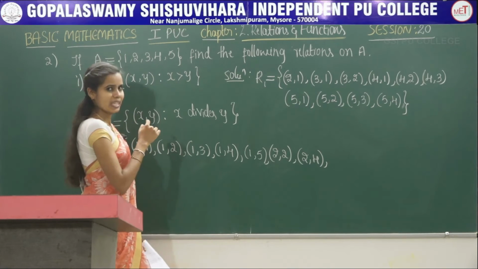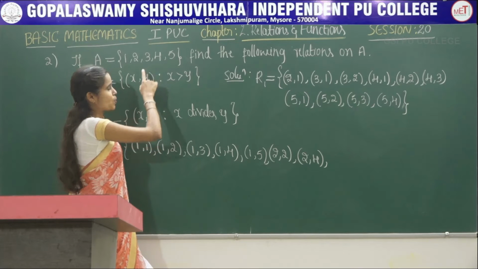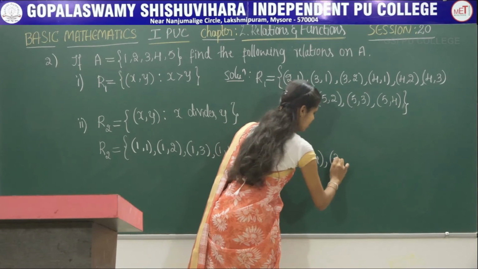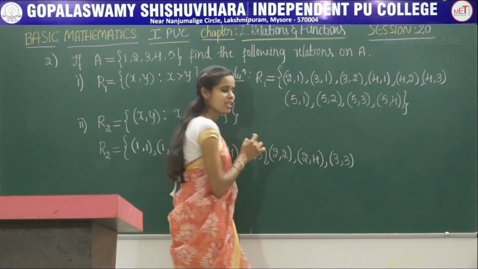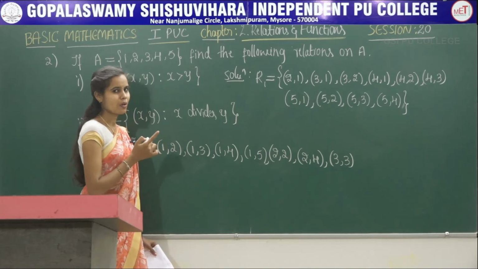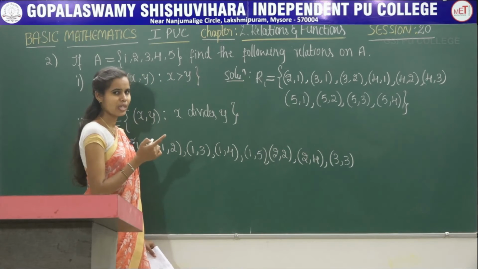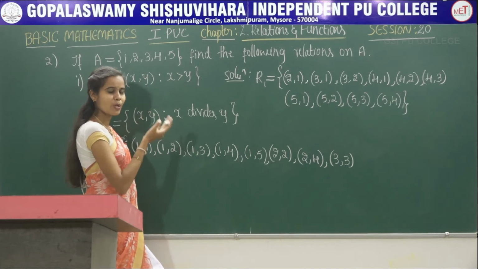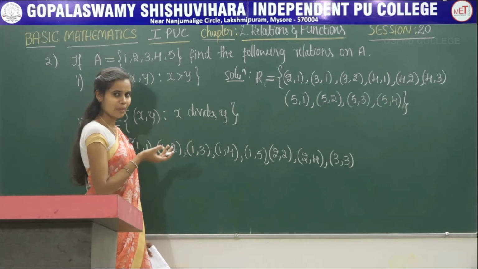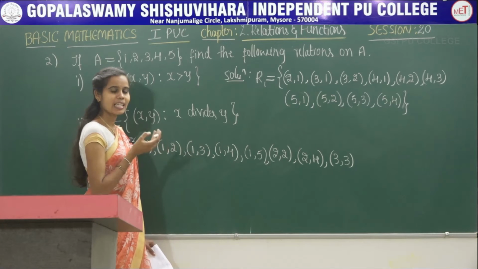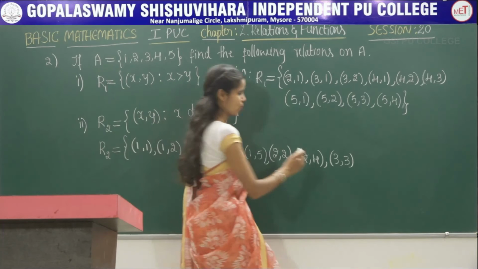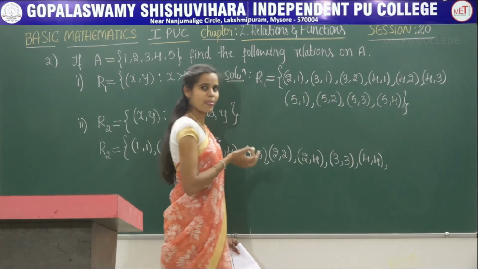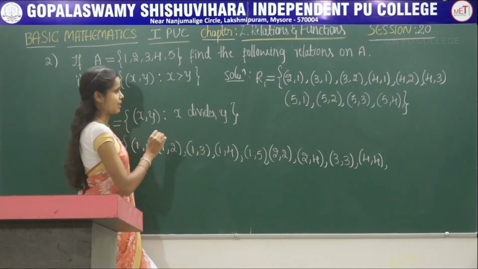Next (3, 1): 3 divides 1, false. (3, 2): 3 divides 2, false. (3, 3): 3 divides 3, true. Therefore (3, 3) is an element. Next (3, 4): false. (3, 5): false. Next (4, 1): false. (4, 2): false. (4, 3): false. (4, 4): 4 divides 4, true. Therefore ordered pair (4, 4) is an element. Next (4, 5): 4 divides 5, false. Therefore it is not an element.